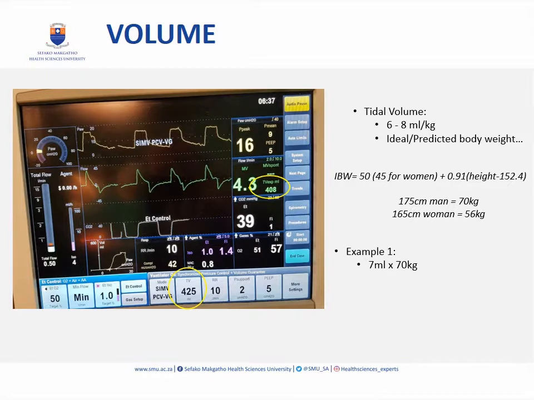So if we take a 70 kilogram male and we say 6 to 8 milliliters per kilogram, let's take 7, which is slap bang in the middle, then we are going to get 490, as I said. And then we can run it up to 500. And then for a woman, 7 mils times 56 kilograms, 390, which we can round up to 400. Okay, so I hope that makes sense to everybody. Let's go on.